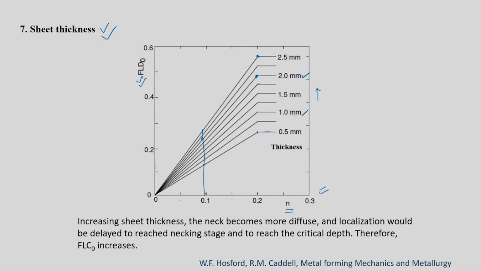So increasing the sheet thickness, what happens actually? Why is it so? Because when you increase the sheet thickness, the neck becomes more diffused and localization would be delayed to reach the necking stage and to reach the critical depth. So it will take some time, it will delay. The extra thickness that you provide can delay the necking stage, and to reach a critical depth the neck has to cross the entire thickness, no? So that will be a little delayed. So there are chances that your FLD0 or FLC0 can improve.